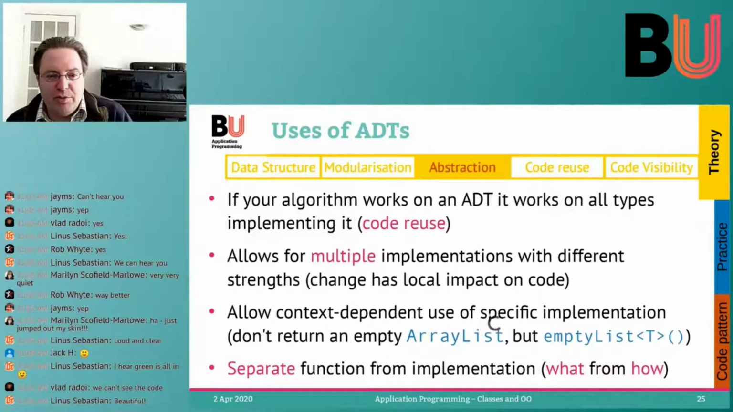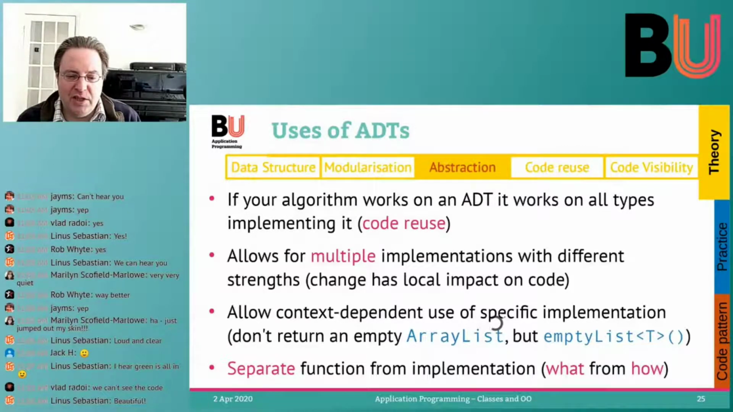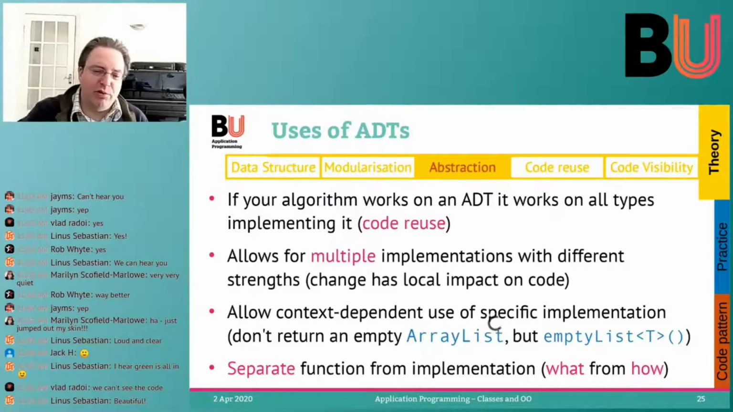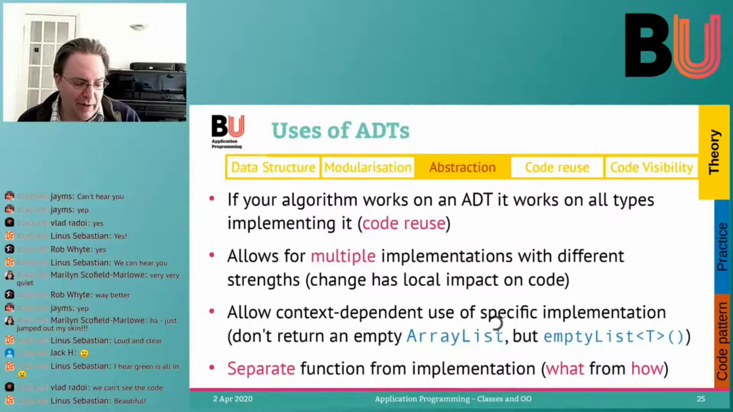And it's also nice, if you have these abstractions, these interfaces that you can document. Basically what you can say is, okay, if it works on the interface, it should work on all implementations. In Java, you see it with the list types, etc. And we can even have multiple implementations that have different strengths.